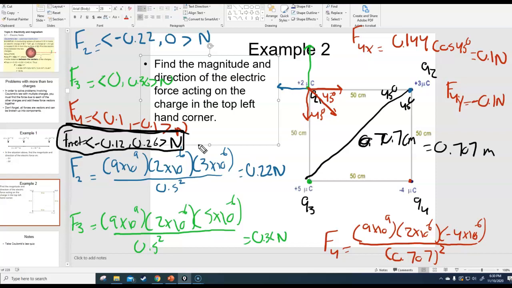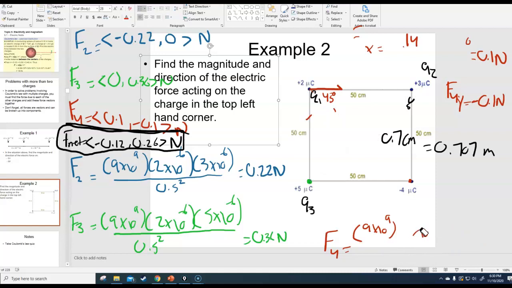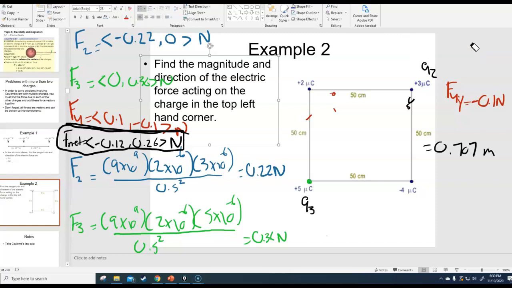But I basically found the components of my net force, and the question says to find the magnitude and direction of the electric force acting on the charge in the top left-hand corner. If you want to pause it here, I'm going to erase the right side of the screen just so I can finish out this problem. Okay, so just to finish out this problem, if I want to find the magnitude and direction given the vector components, then I would do it like this.